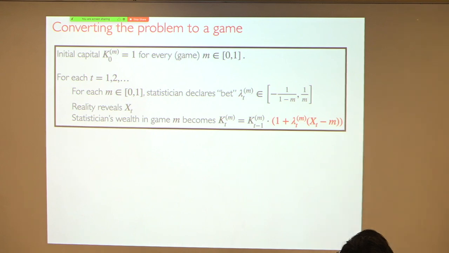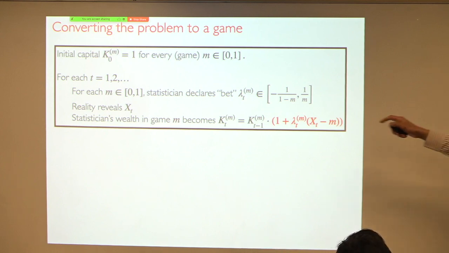That is, in the mth game, your capital after t steps is your capital after t minus 1 steps multiplied by this. This is the multiplicative factor for that game. It's 1 plus lambda t times xt minus m. So xt is given by reality, m is the mth game that I'm playing, and this lambda t is my bet. That's the bet that I made.